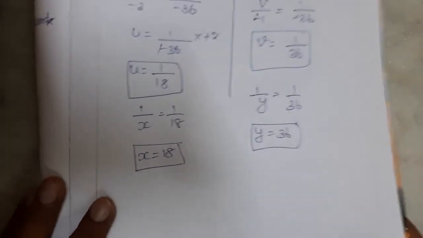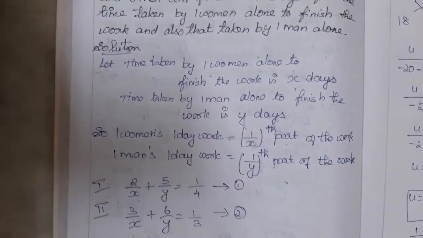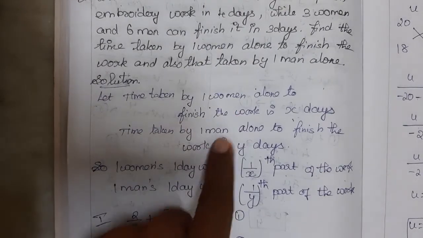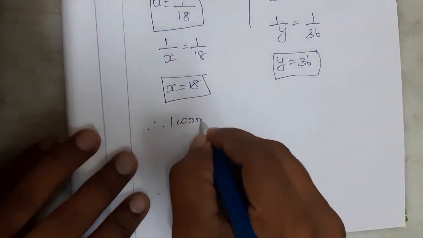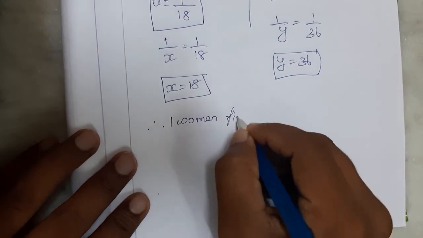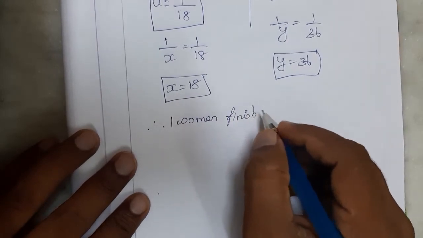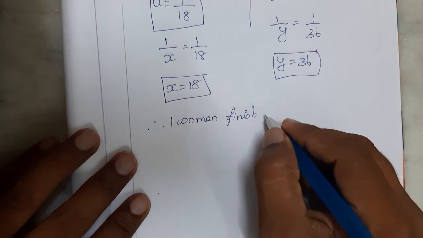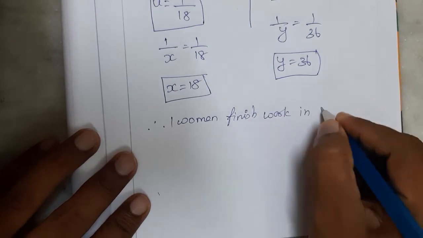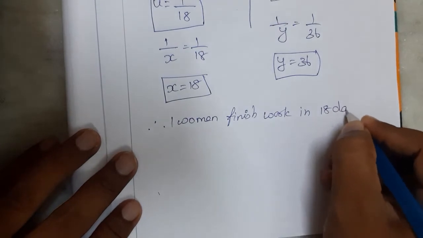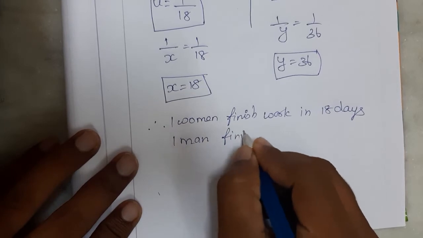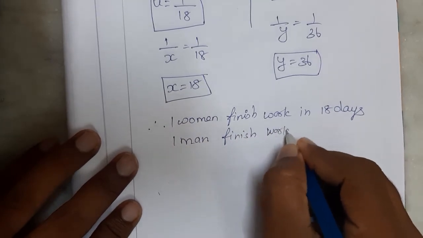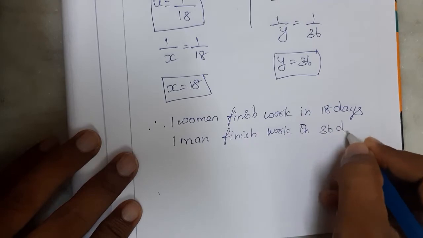So we considered X and Y as the time taken by one woman and one man to finish the work, right? So therefore one woman can finish the work in X, which is 18 days, and one man can finish the work in 36 days.